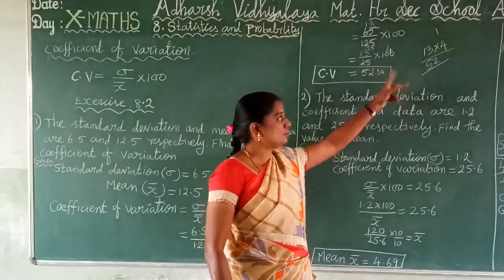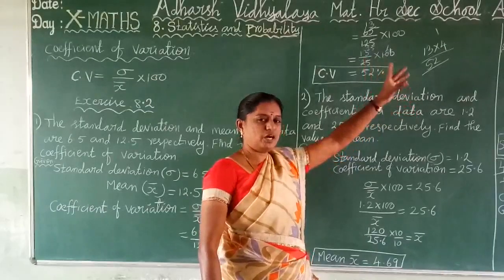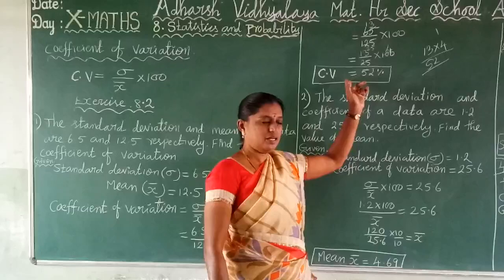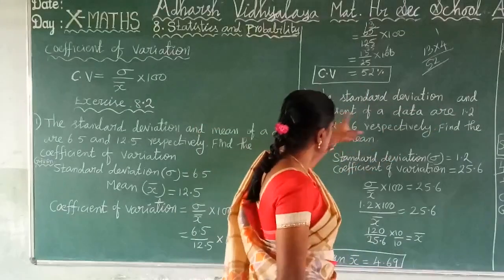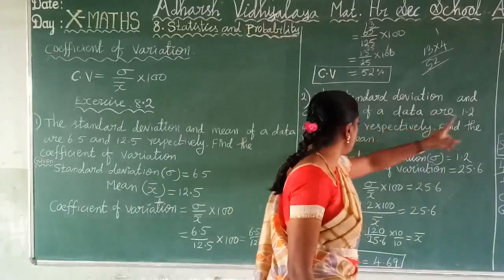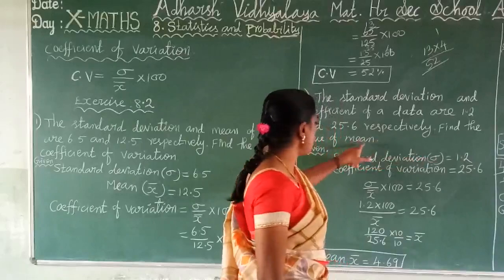Clear? So it is simple multiplication and division only. Work it out in a column and then write it. Clear? Next is the second. The standard deviation and the coefficient of variation of a data are 1.2 and 25.6 respectively. Find the value of the mean.